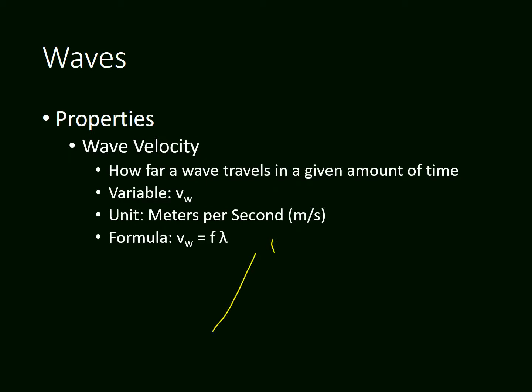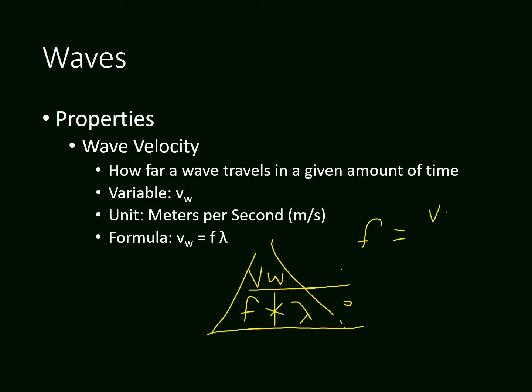So if we put this into a triangle, wave velocity goes in the top, frequency and wavelength go in the bottom because they're multiplied together. We have to keep them multiplied together. So if we want to solve for frequency, we get wave velocity over wavelength, and if we want to solve for wavelength, we get wave velocity over frequency.